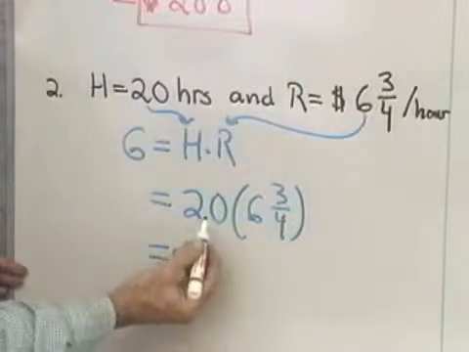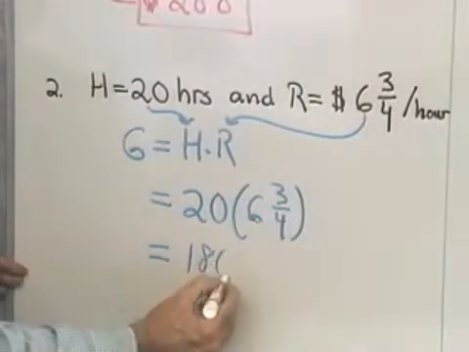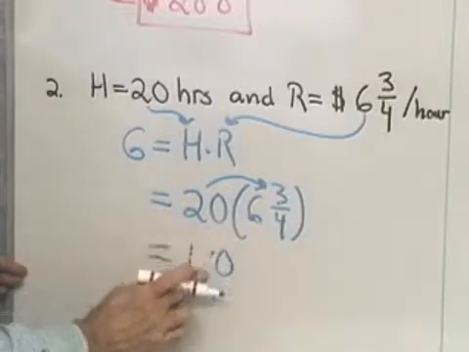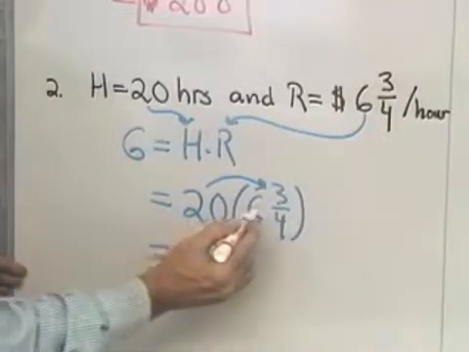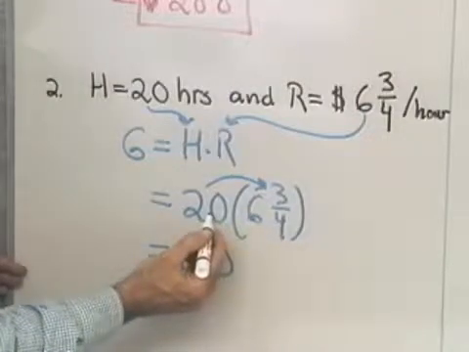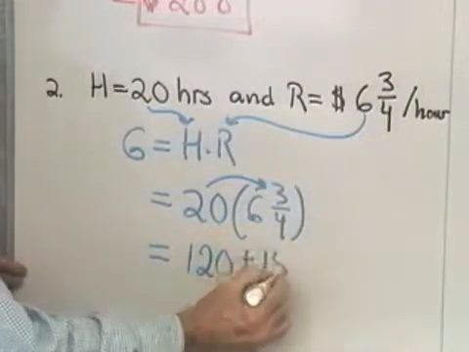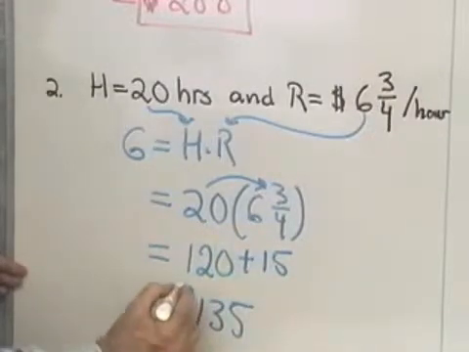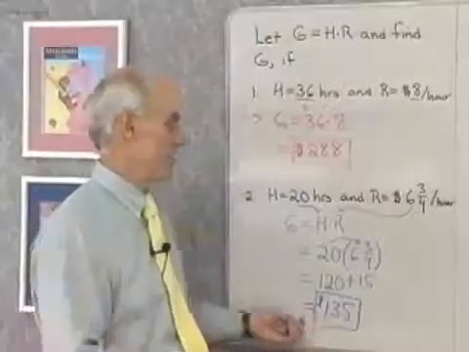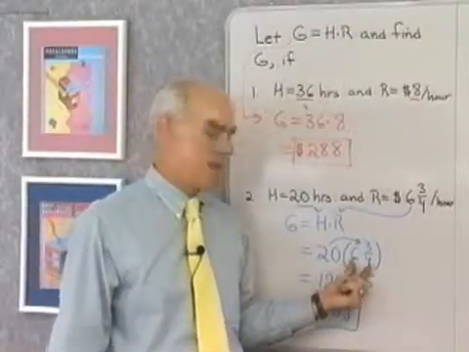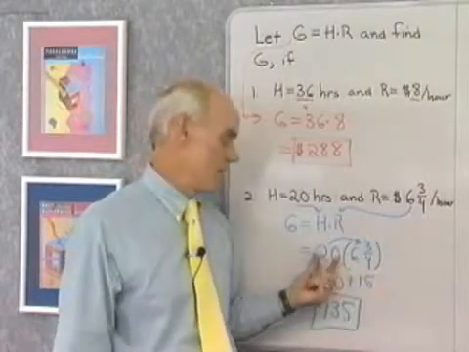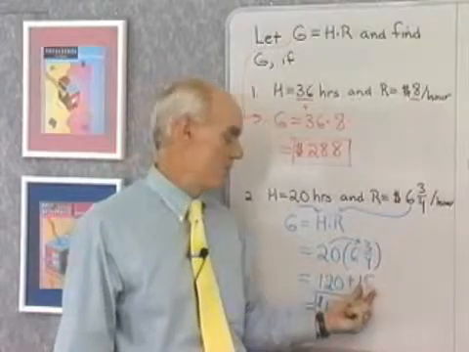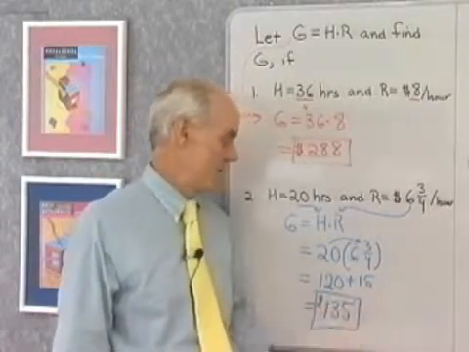20 times 6 3/4, 20 times 6, whoops, what did I say? 2 times 6 is 12, 120. And then 20 times 3/4, 4 divides into 20, 5 times 3 is 15. So this comes out to be 135. Now there's other ways to do that arithmetic right there. I just did kind of a shortcut thinking that 6 3/4 is 6 plus 3/4, and I used the distributive property. 20 times 6 is 120, 20 times 3/4 is 15, and so 120 plus 15 is 135.